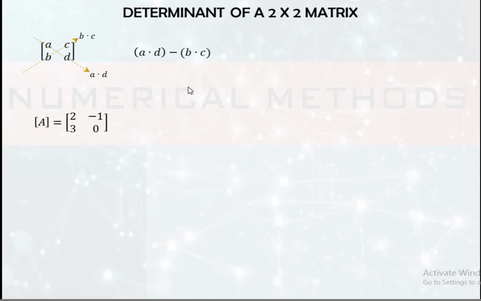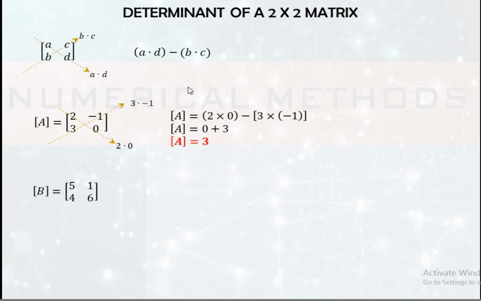For example, matrix A with elements 2, negative 1, 3, and 0. The determinant of this is simply 2 times 0 minus 3 times negative 1. So the determinant of matrix A is equal to 3. Another one, for this matrix B, the determinant is simply 5 times 6 minus 4 times 1. So the determinant of matrix B is 26. Nakuha natin. Madali lang naman yung 2 by 2.